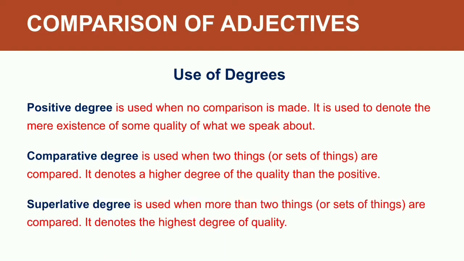Thirdly, we have the superlative degree. The superlative degree is used when more than two things or sets of things are compared. Keep in mind, more than two things, and it denotes the highest degree of quality. It shows the highest degree of quality of a noun or pronoun.